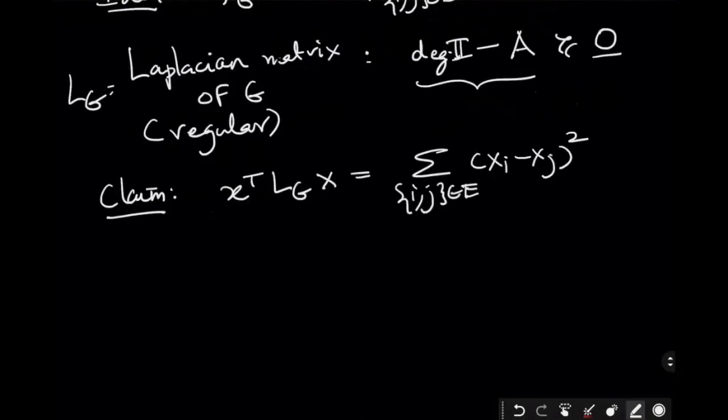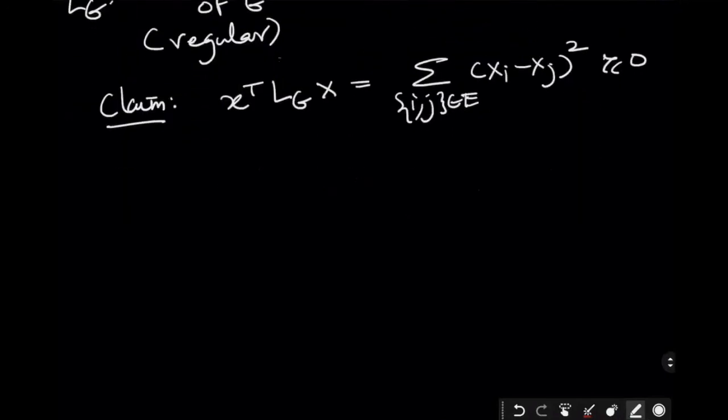And in particular, this is always non-negative because it's a quadratic form. And on homework 0, you proved that if all quadratic forms of a matrix are non-negative, then that matrix is in fact positive semi-definite. And so this implies that this matrix L_G is always PSD. Okay, so let's work modulo this claim for now, because I want to give you some more ideas before I go back and verify this.